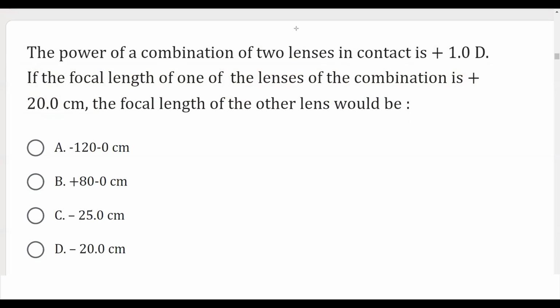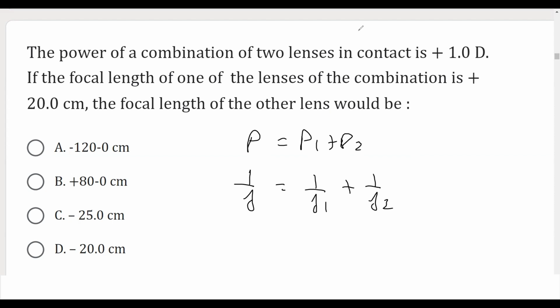So let's figure out the formula for the power of a combination. We say the resultant power is P1 plus P2 plus P3 and so on. Now, since we have two lenses here, I can say P is equal to P1 plus P2. And what do we know? That P is 1 over F. So P1 can be written as 1 over F1 and P2 can be written as 1 over F2.